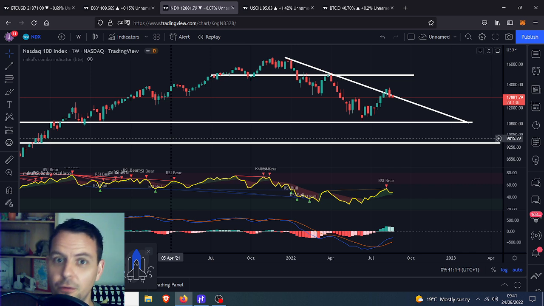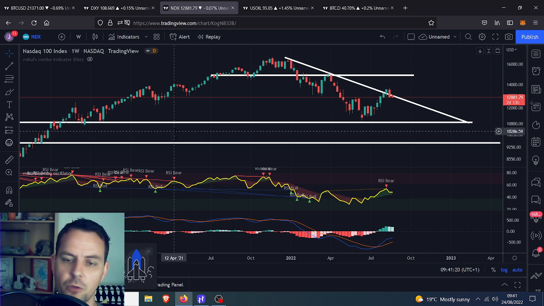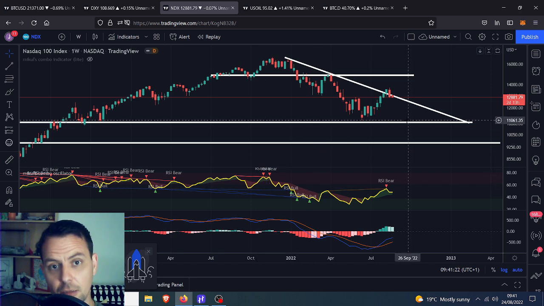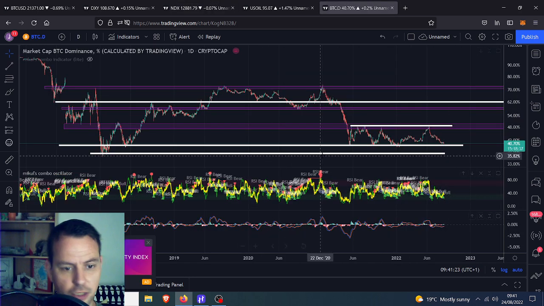Also a breakout from a falling wedge, a much bigger falling wedge, which has a crazy measured move of much higher than where it is right now. And the last thing I'm going to present to you is the old Bitcoin dominance chart.